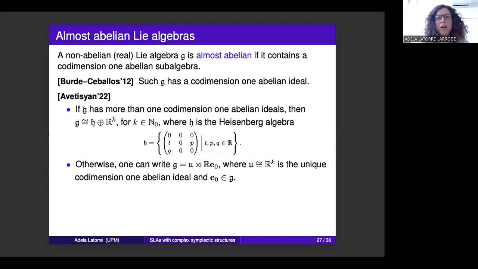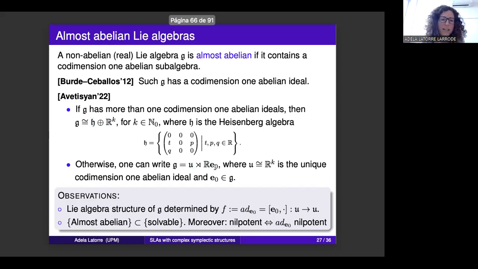Either your Lie algebra has more than one codimension one Abelian ideal, and in such case, your algebra is isomorphic to a direct sum of R^n and the three-dimensional Heisenberg algebra. Or if your Lie algebra has a unique codimension one Abelian ideal, then it is a semi-direct product of your big Abelian ideal and something which is outside Abelian. So essentially, the good point about almost Abelian Lie algebras is that all the information of your Lie algebra is fully determined by the bracket of the element which is outside of the Abelian ideal. Almost Abelian Lie algebras are solvable, and indeed, they are nilpotent if and only if this adjoint is nilpotent.